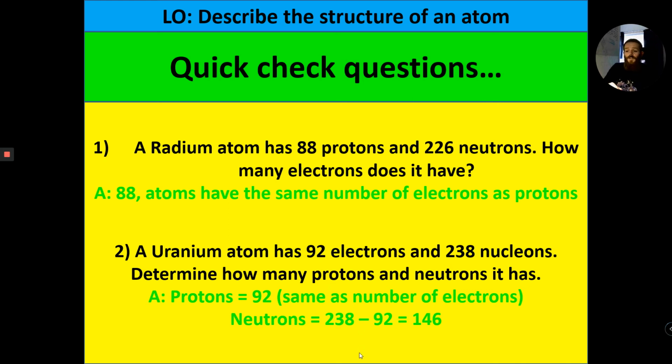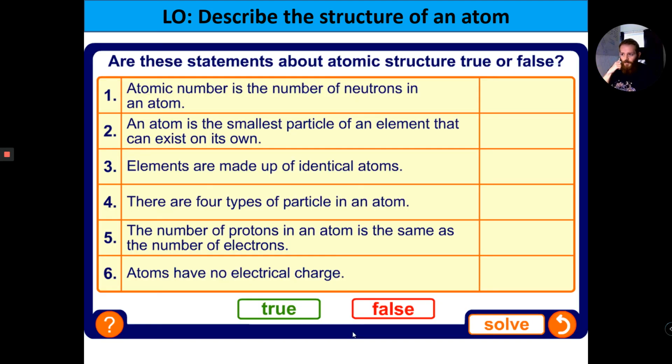So for the neutrons, it's 238, which is the mass, minus 92, which is the number of protons, and that gives you 146. So the number of neutrons is 146, the number of protons is 92. I'm aware that this is probably quite confusing because I'm going through it quite quickly. So rewind it, go through it again, have a look, pause it, write things down. Whatever you can do to make you remember this, because it will come up again and again. Okay, it's a useful bit of information to have.